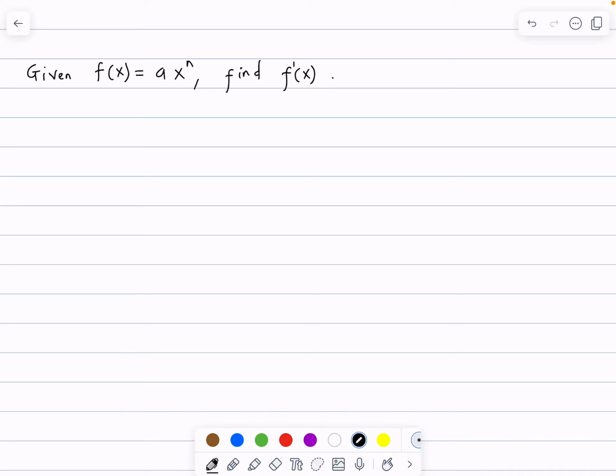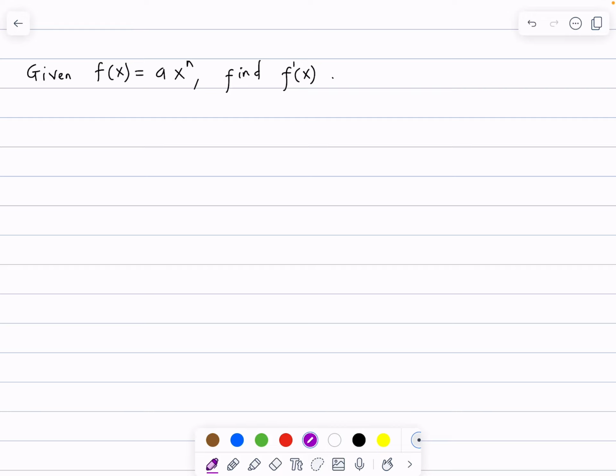Let's find the derivative of f of x equals ax to the power of n. Here, a is a constant and n is a constant, but x is the variable. So we want to find this derivative. How can we do this?